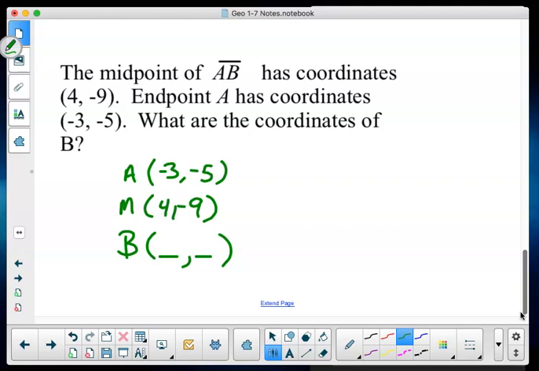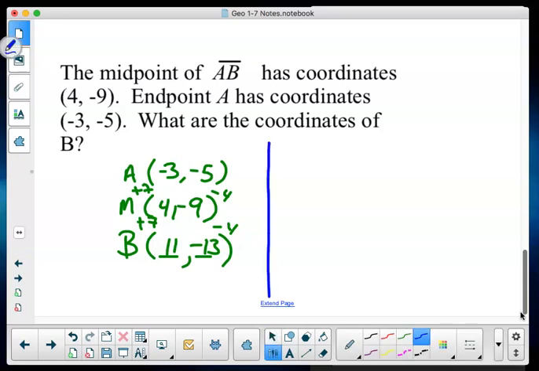Okay, now that you've given yourself a try, from negative 3 to 4, I added 7. Okay, I'm going to add 7 more and get to 11. From negative 5 to negative 9, I subtracted 4. Well, I'm going to subtract 4 more and get to negative 13. And that should be my endpoint B.